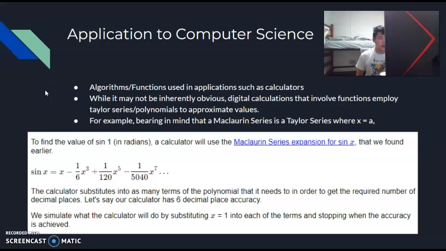So we have this application to computer science. Algorithms and functions used in applications such as calculators can utilize such approximations. While it may not be inherently obvious, digital calculations that involve functions employ Taylor series and polynomials to approximate values.